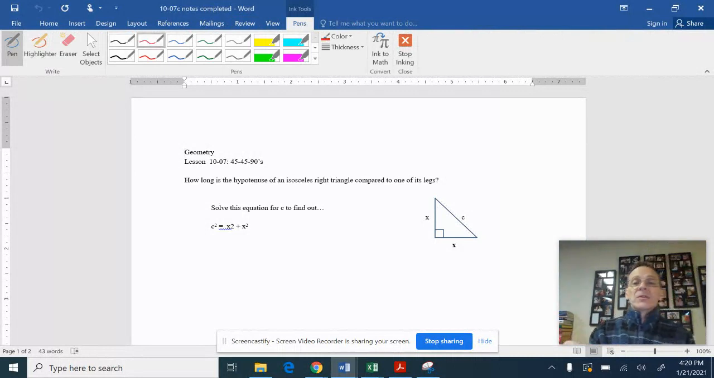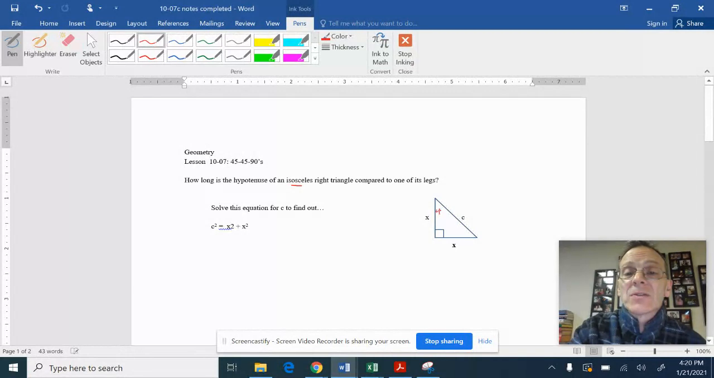Now, let's consider this fact before we even begin to answer that question. If the triangle is a right triangle and an isosceles right triangle, meaning both of the legs are congruent, then both of the acute angles must be congruent also. They must both be 45 degrees each.